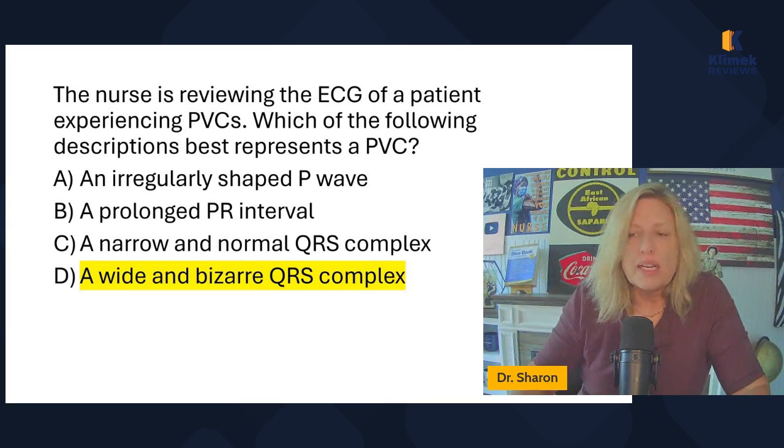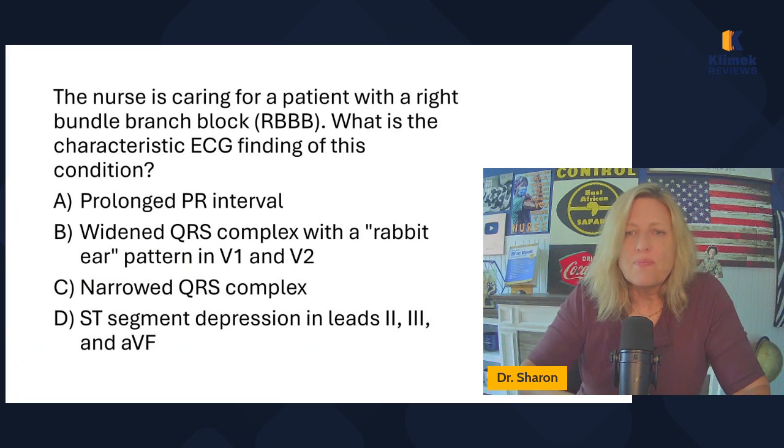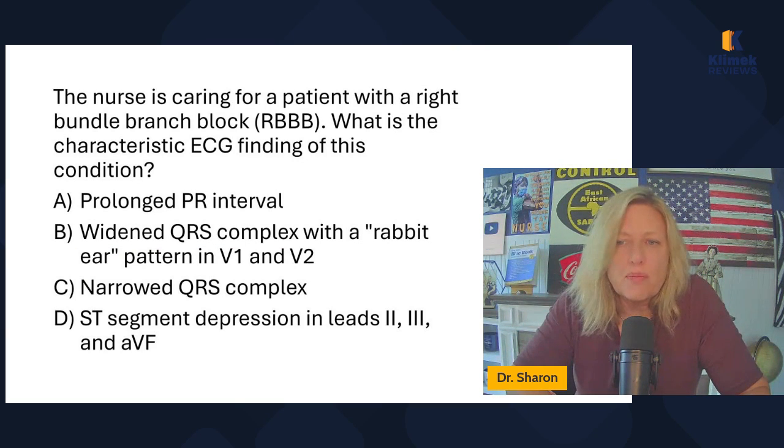And then the R and the T go in the opposite direction, which makes it look bizarre. The nurse is caring for a patient with a right bundle branch block. What is the characteristic ECG finding of this?